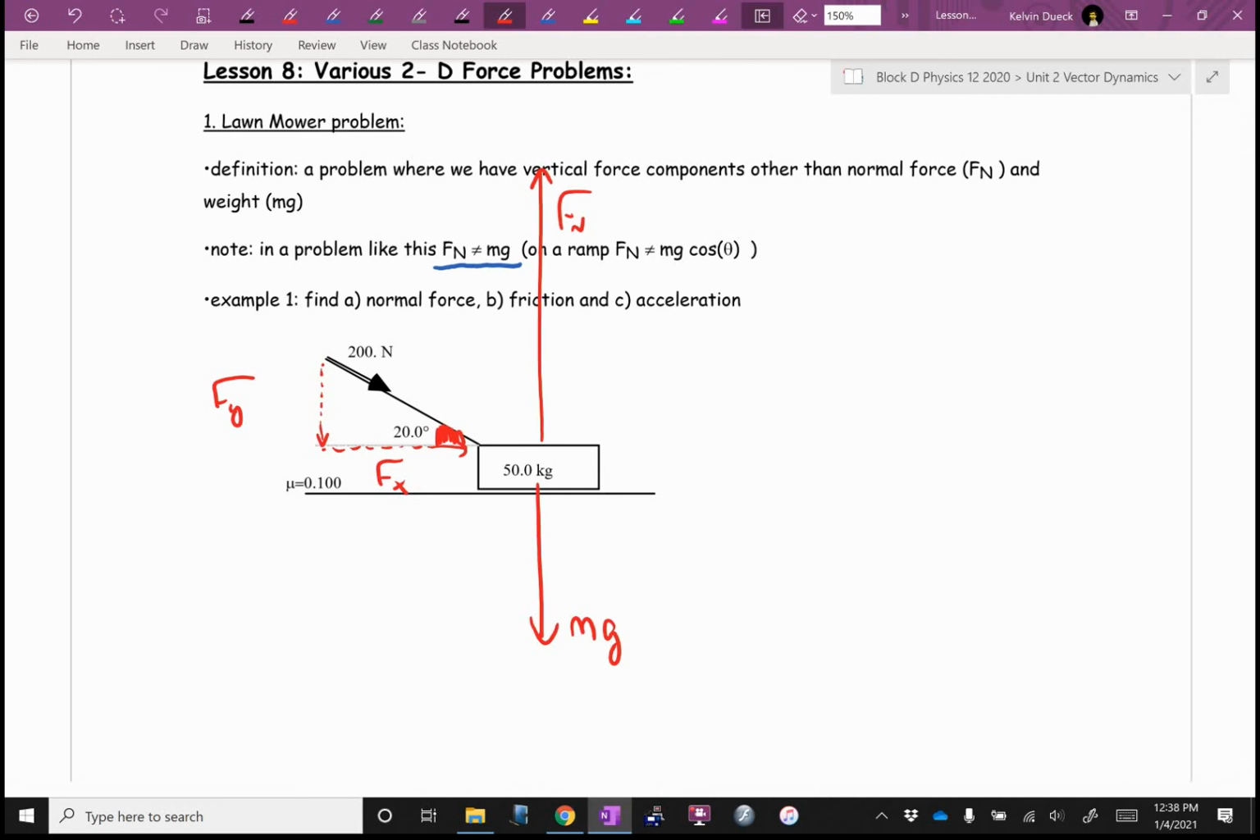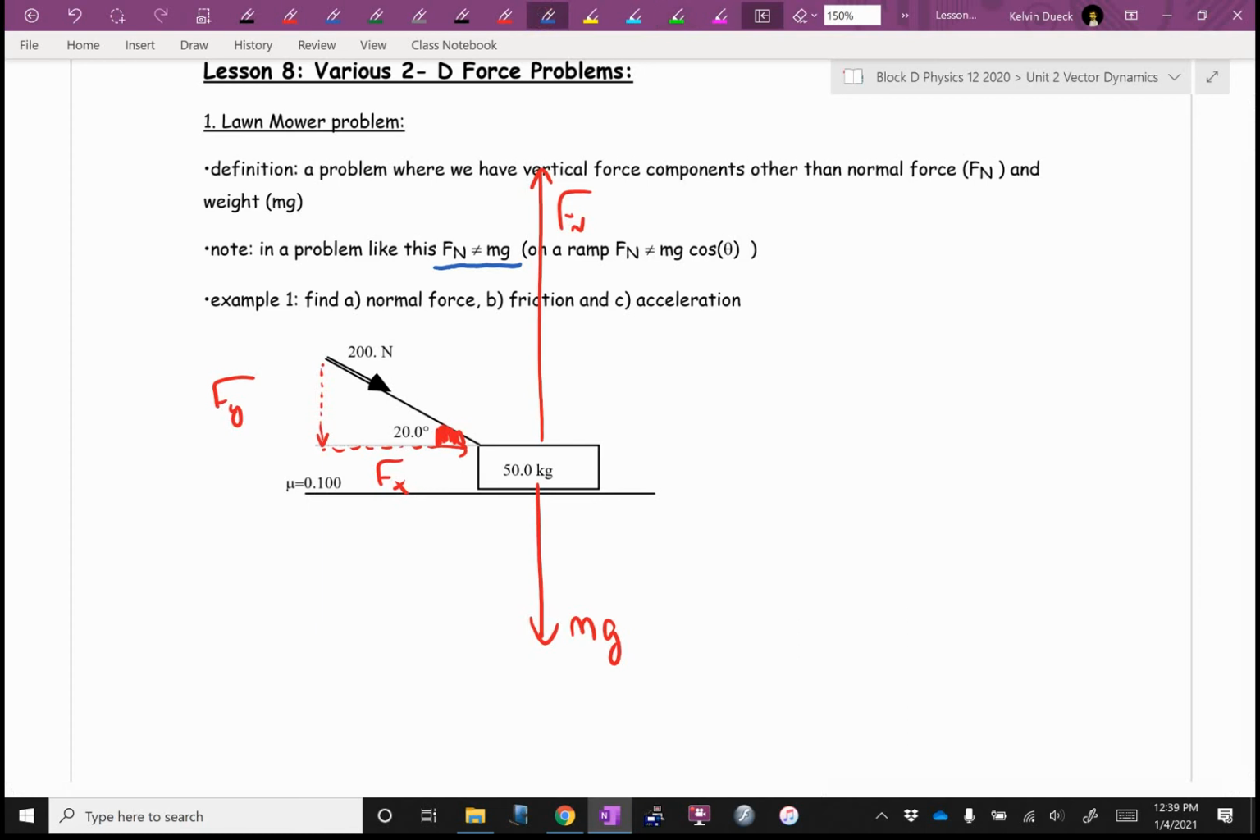So here's what I'm arguing. Aiden, although technically, don't write this down, I'm pushing down at an angle. I'm going to argue that's the same as pushing to the right with whatever Fx is, and pushing down with whatever Fy is. Those two combined are the same as that 200 going down at 20 degrees. Okay? Is there an applied force coming from off the page in this question? No. What did A want me to find?